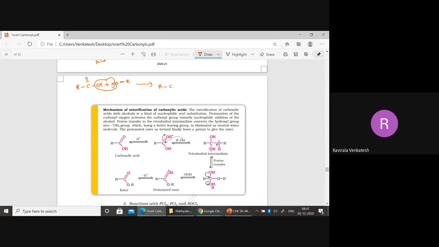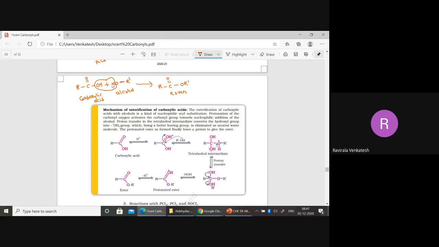R, C double bond O, OR. What are we going to get? Ester. So, what are the reactants here? Carboxylic acid reacts with alcohol to give esters. This is the actual reaction. Carboxylic acids with alcohol will give ester. You take your R dash, you will get R dash.